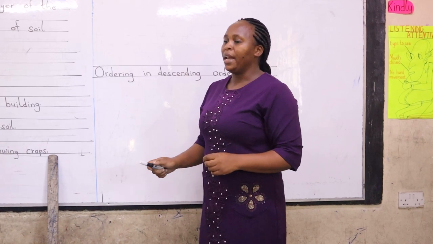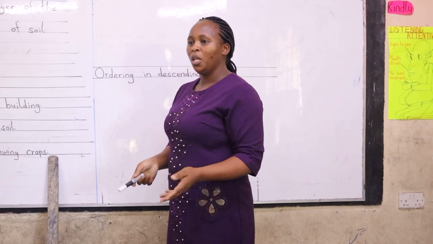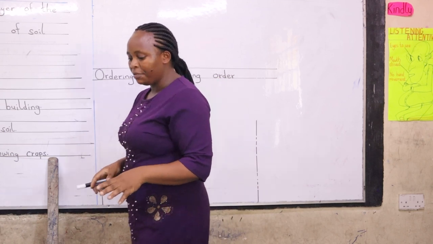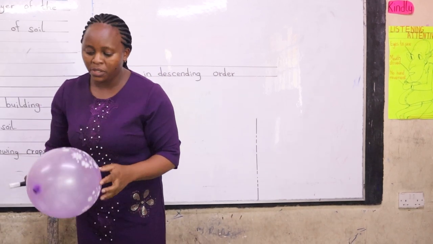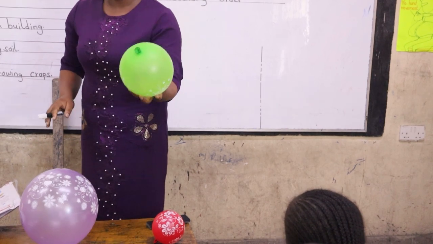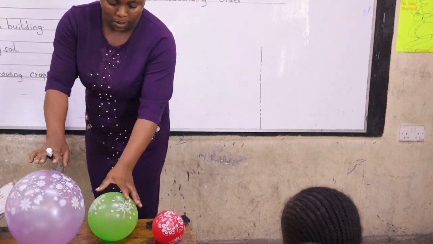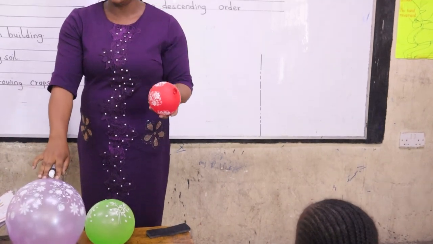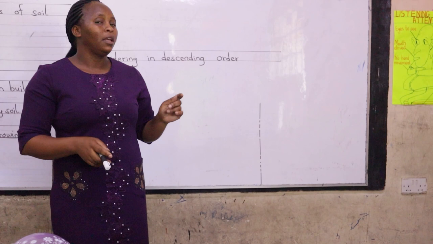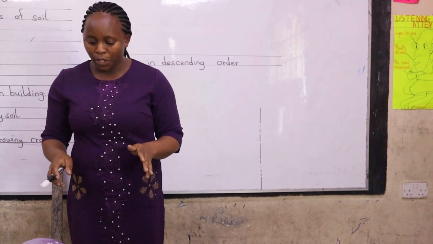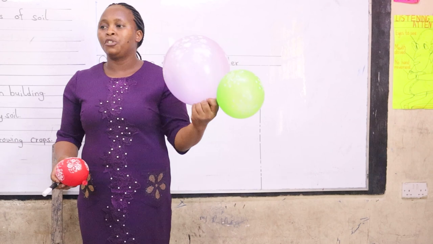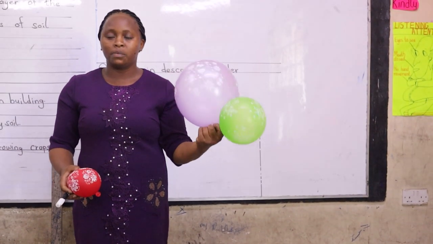Are we together? Yes. Now, we can have different objects that we can order. We can have some books, we can have pens, but here I have got different items. I have some balloons of different sizes. The purple one is of a different size, also the green one is not the same size as the first one. I started by saying ordering in descending order means you order from the biggest to the smallest. Now, with these three balloons, I want to order them from the biggest to the smallest.